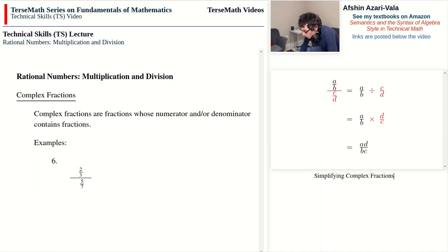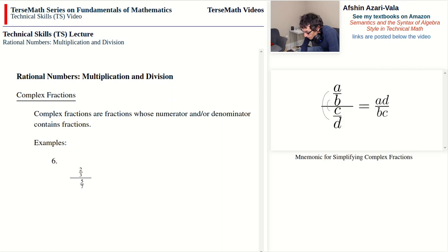Now some people like to put a and d on top, so it becomes a times d divided by b times c. This has the advantage of maintaining the nature of one fraction that we have when we take a look at this. And the mnemonic that's usually used for this kind of division is that if you have a over b divided by c over d, the very top and the very bottom numbers multiply and they go on top, and the middle two multiply and go down.